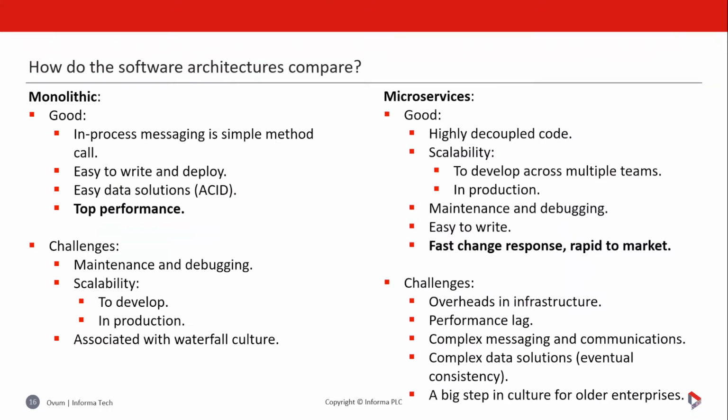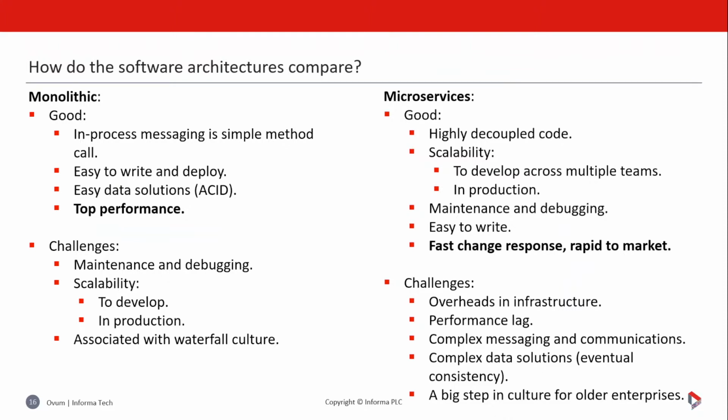As I said, microservices on the right, the good points: highly decoupled code, scalability. This leads to the advantages in scalability that multiple teams are able to work independently. They also scale very well in production. Maintenance and debugging is easier. They're easier to write. But the biggest advantage is fast change response and rapid time to market.